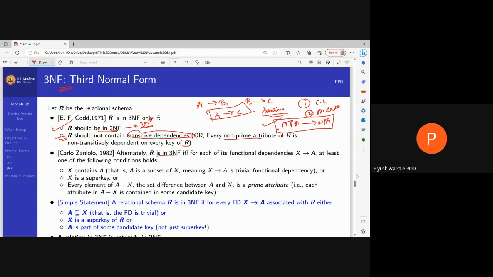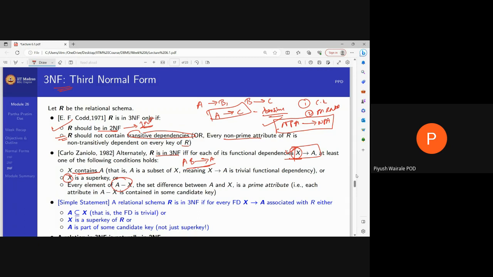Alternatively, R is in 3NF if and only if for each of the functional dependencies X determines A, at least one of the conditions holds true. X contains A, meaning AB determines A, so that is basically a trivial functional dependency. Or X is a super key, which will give us all the attributes, so directly it is in 3NF. Or every element of X minus A, the set difference, is a prime attribute.